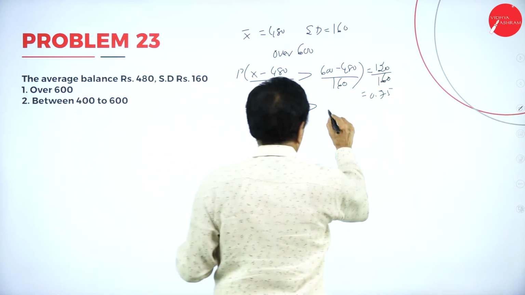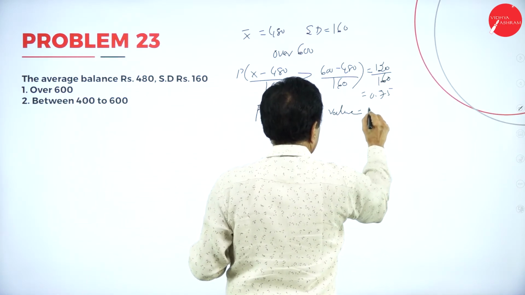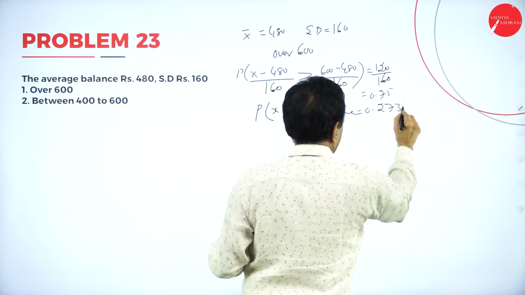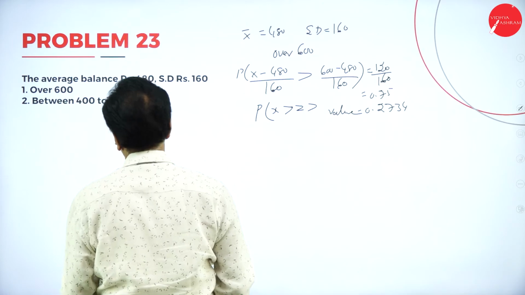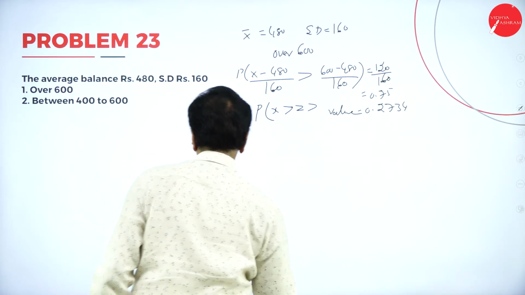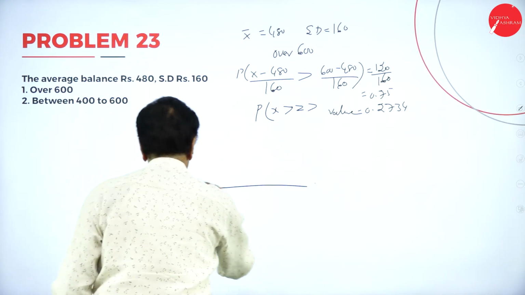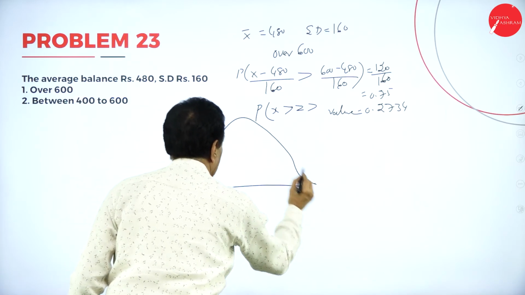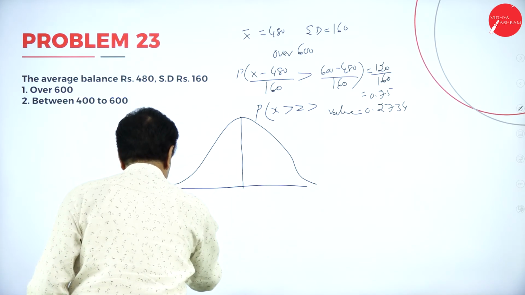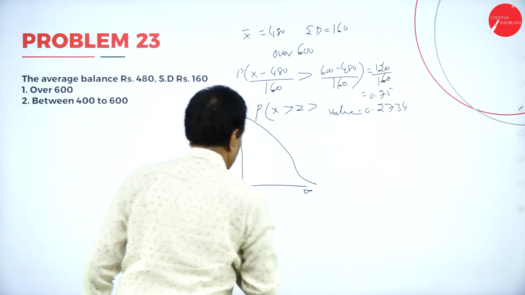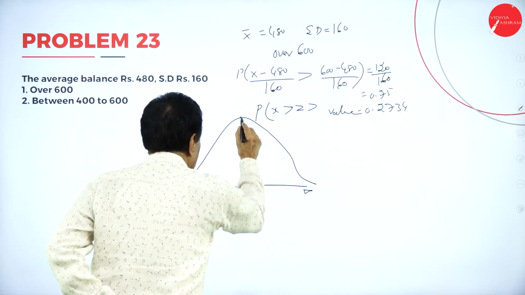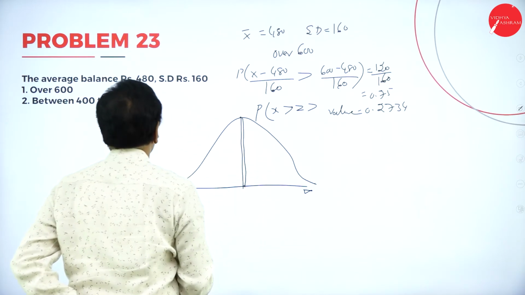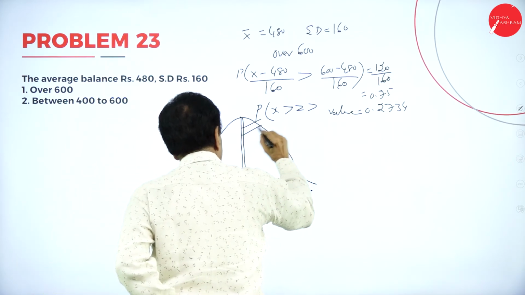0.2734 value. 0.2734. Number of workers are not given. Put into format. So what's your value? 0.75. It is over above.